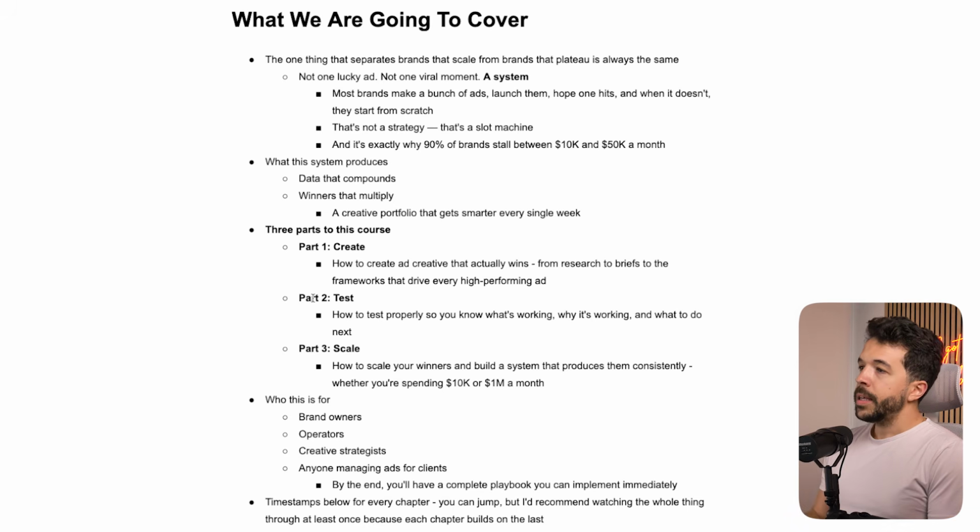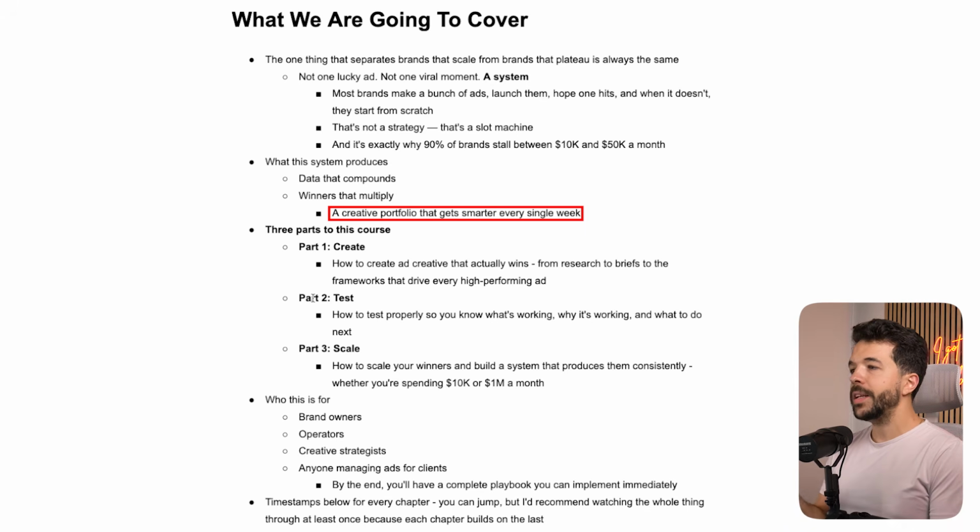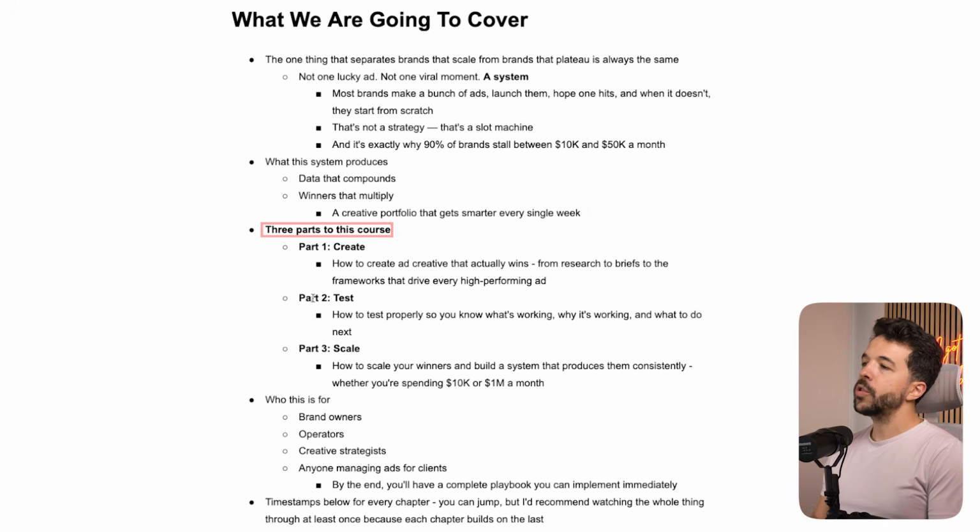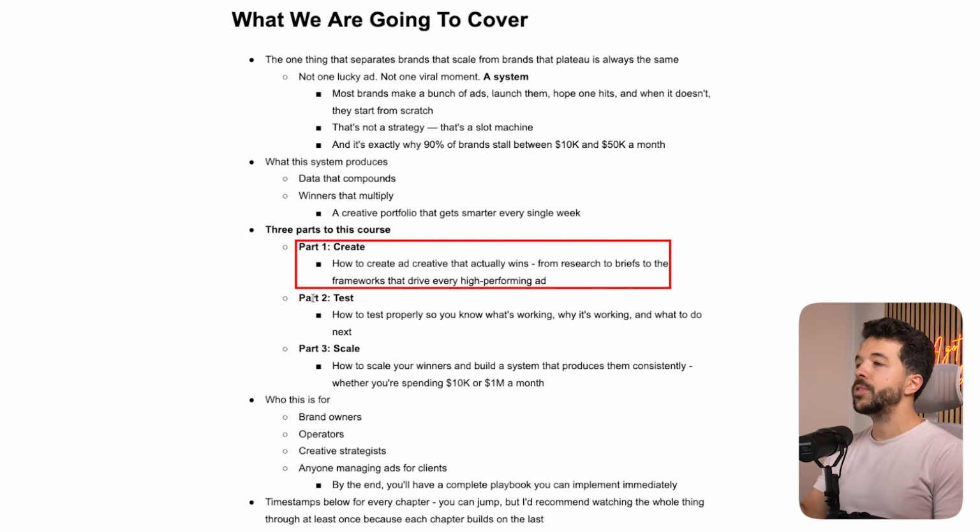So we are going to talk about why the system produces data that compounds, winners that multiply, and a creative portfolio that gets smarter every single week. This course is divided into three parts. Part one is create, how to create ad creatives that actually win. From research to briefs to the frameworks that every high-performing ad gets built upon.